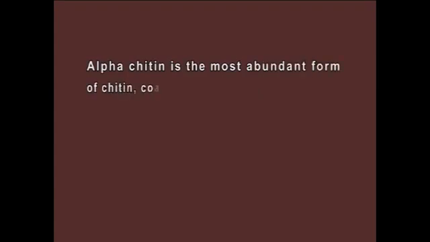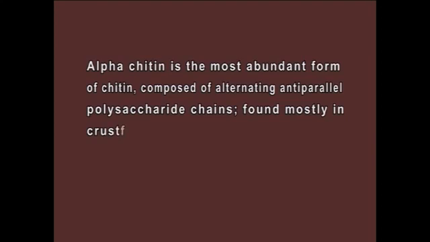Polymorphs of chitin. Chitin can exist in three different polymorphs, that is alpha chitin, beta chitin and gamma chitin. Alpha chitin is the most abundant form of chitin, usually composed of alternating antiparallel polysaccharide chains. It is found mostly in crustaceans.